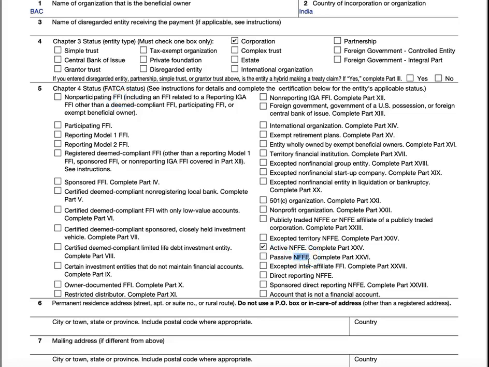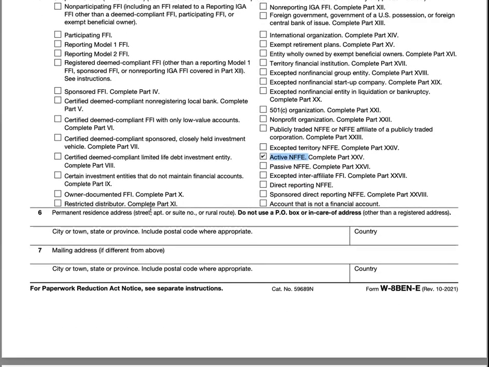NFFE stands for Non-Financial Foreign Entity. So FFI, or financial institutions, are companies like Stripe, or Razorpay, or companies like PayPal, all of these financial companies, right? Those do financial transactions. But in most cases, if you're looking at this one, probably you're not one of those, so I'm assuming so. In that case, you would select active NFFE, meaning you're an active company doing non-financial transactions with a company in the US. So that's what the whole idea is. So that's all you need to do in number 5.